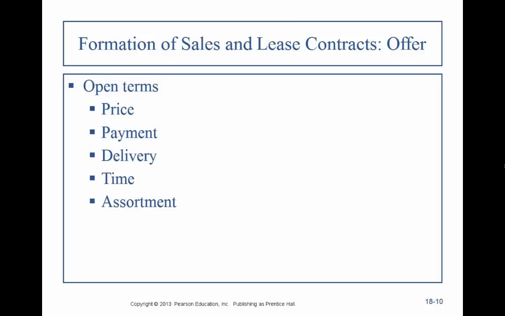Assortment. This is the notion of, well, if a seller doesn't have everything, say you bought 100 dresses and they have 99 in the color you want, but one not, okay, again, you're going to give a certain level of flexibility to sales and lease contracts.